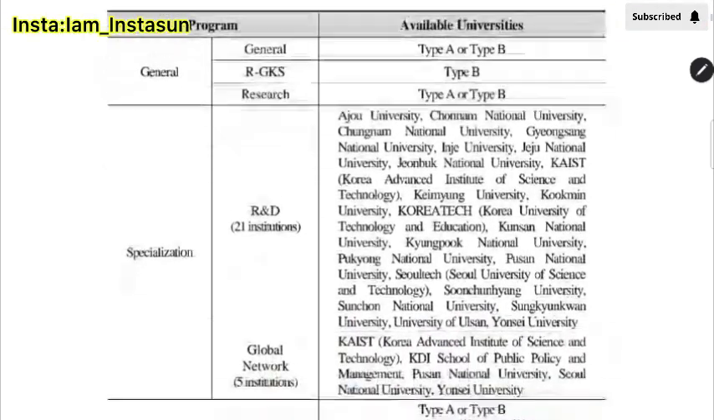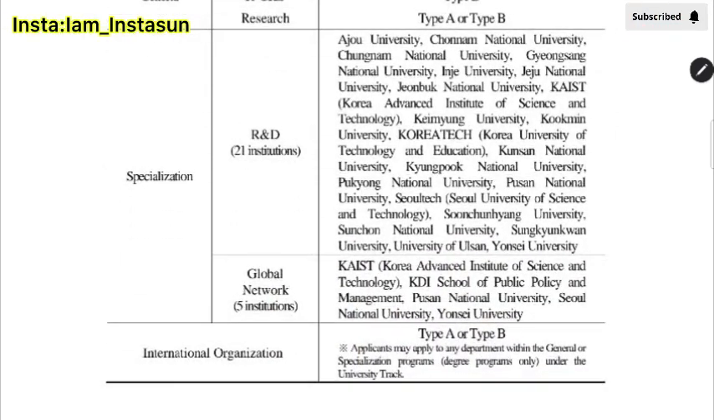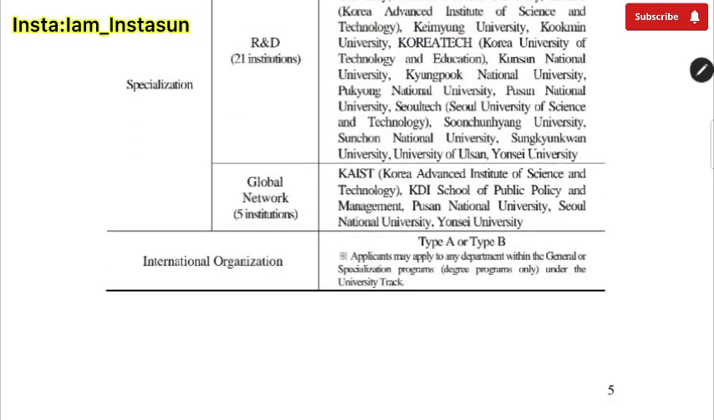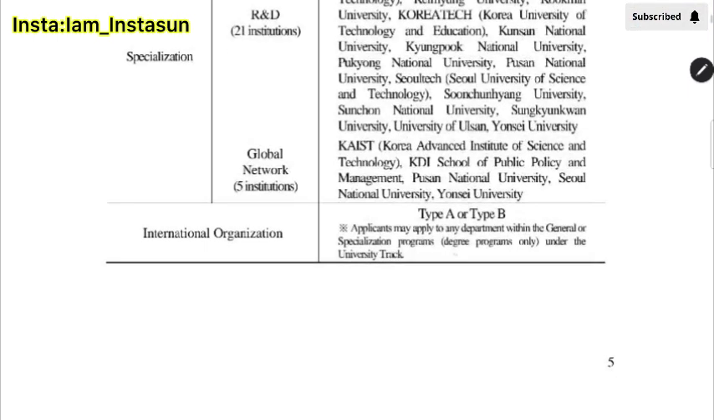So be very cautious. Then there is global network that comes in 5 universities: KAIST, KDI, Busan National, Seoul National, and Yonsei. There is also international organization. The applicants may apply to any departments within the general specialization programs, only degree program under university track.